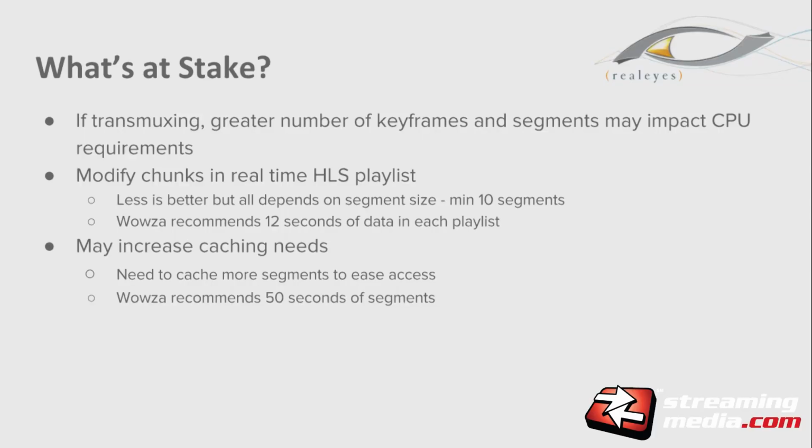Because we'll let the network fill that back in, is the theory on that, especially when we're working with more reasonable segment sizes. So what's at stake? We're talking about the content here. If we're transmuxing, a greater number of keyframes and segments may impact CPU requirements. I did mention that. And that's also where, when Phil was doing the encoding, it's not just the keyframes and segments, it's also the file I/O.